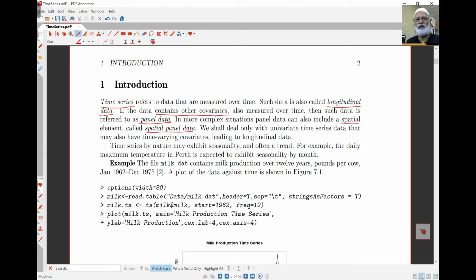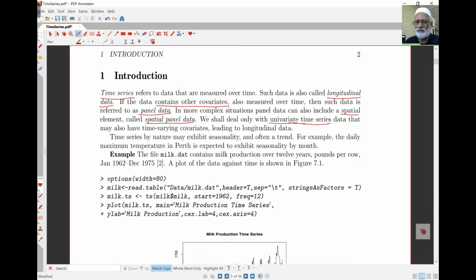We shall deal only with the situation where we have univariate measurements over time. So you've got something that's measured over time, and that's all there is. There are no coordinates here, although you can see straight away that of course time itself is a coordinate, and we can have other coordinates linked with the time variable, as we will see.